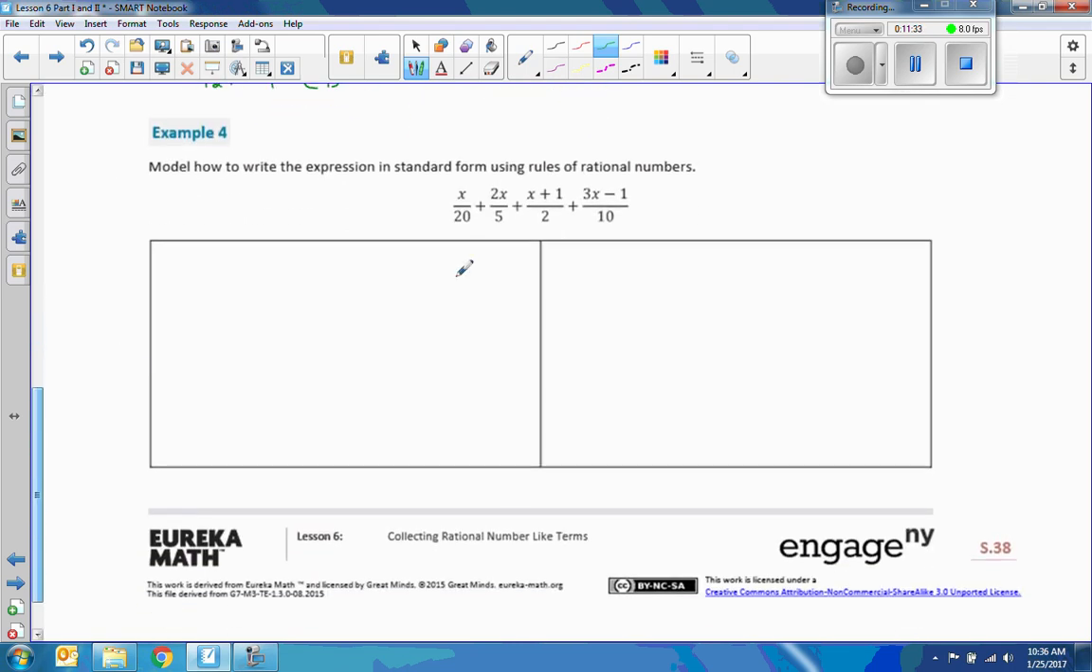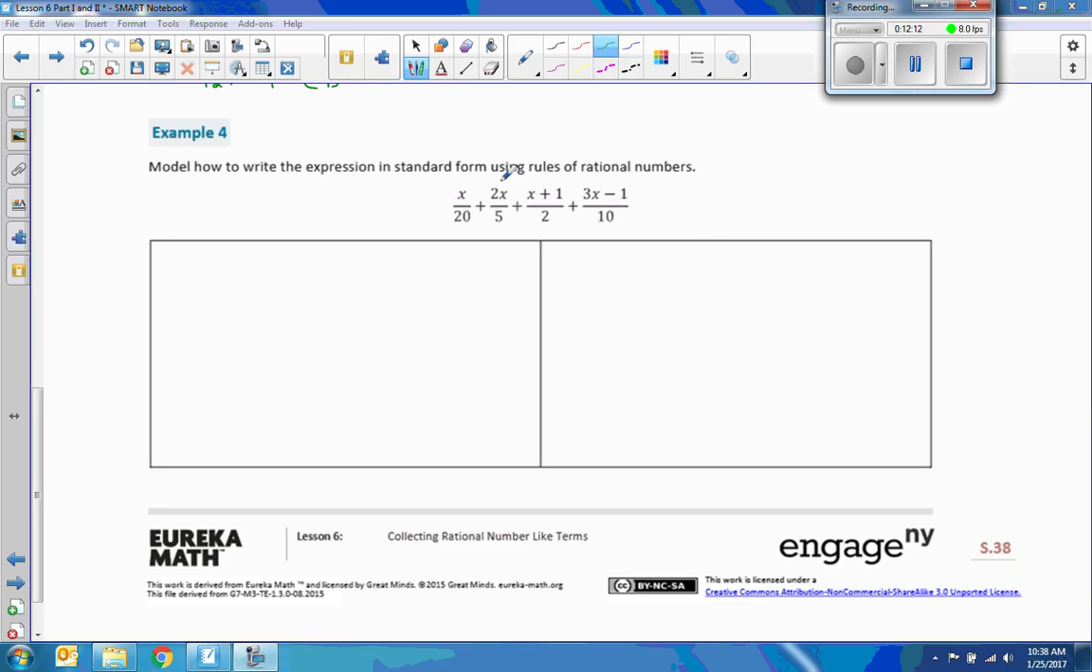Okay. Example 4. Model how to write the expression in standard form using rules of rational numbers. Okay. We're going to do this 2 different ways. First thing I'm going to do, I'm looking at this and I see plus, plus, plus. We are adding 4 fractions, and they look pretty scary at the moment because there's all kinds of different numbers in the denominator, and we've got variables with x, and this just looks like a real complex problem, but just like anything else, you do it in pieces.